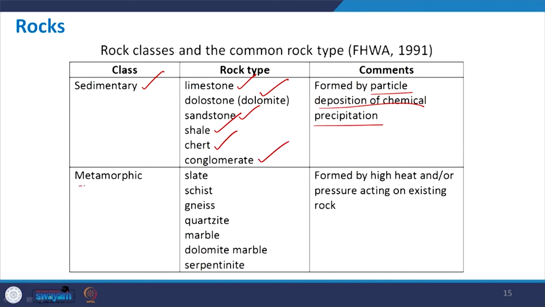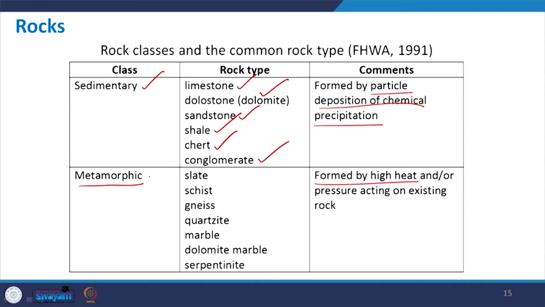Then the next class is metamorphic. When the existing rock is subjected to high heat or pressure or both, then these rocks are formed, metamorphic rocks. Some of these rocks include slate, schist, gneiss, quartzite, marble, dolomite marble and serpentinite. Okay, so these are three different classes and some of the rock types which fall under each of these classes, that is igneous, sedimentary and metamorphic.